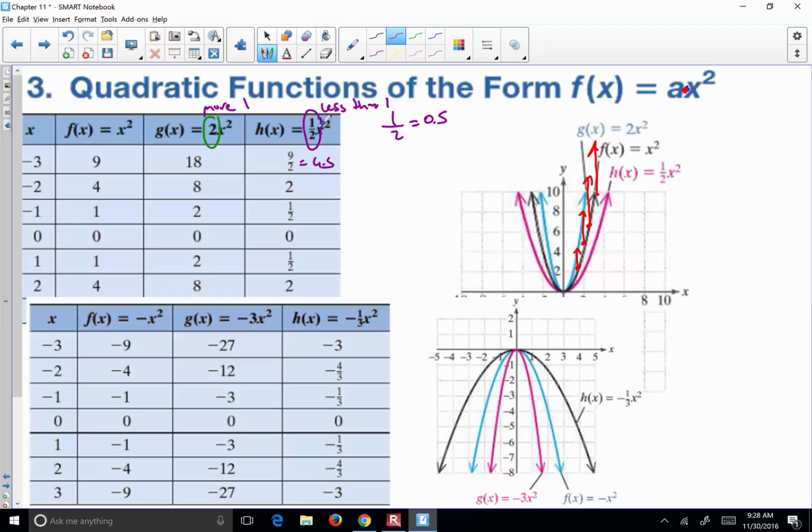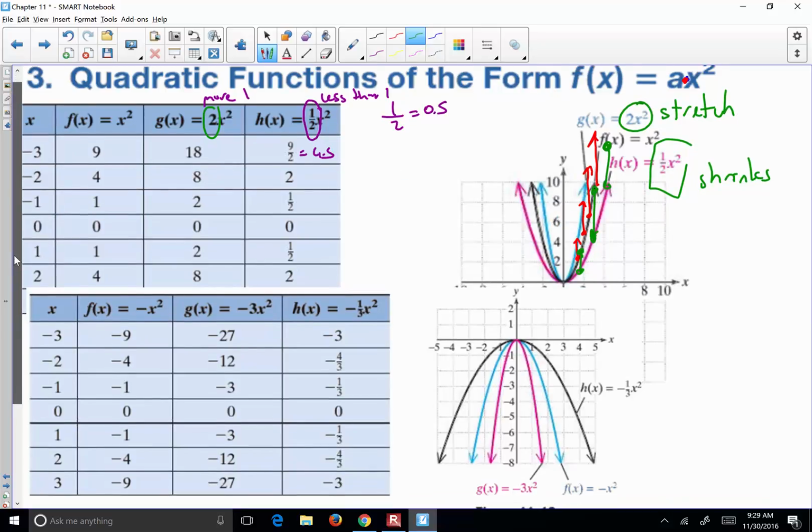Okay? But if it is 1 over 2, 0.5, 1 over 2 half, everything is now shrunk, shrinking. Look, this point used to be here, it shrank down to here. Now this point shrinks here. Every point goes half the distance back. So 1 over 2 shrinks, twice, stretch. Okay? Shrink and stretch moves happening here.